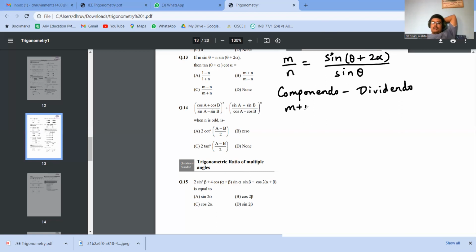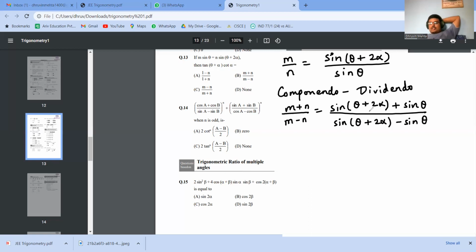So we will get m plus n upon m minus n. This will be sine of theta plus 2 alpha plus sine theta, and sine of theta plus 2 alpha minus sine theta. So sine C plus sine D and sine C minus sine D, guys. Chalo, solve this.